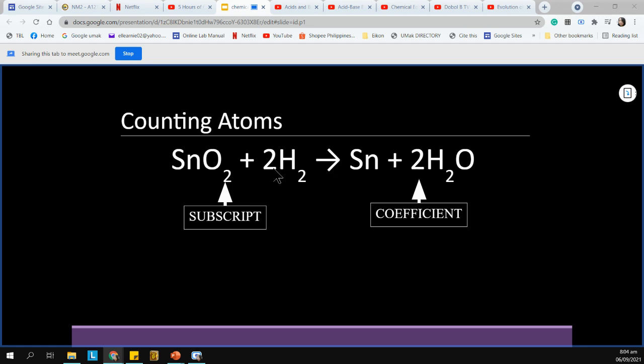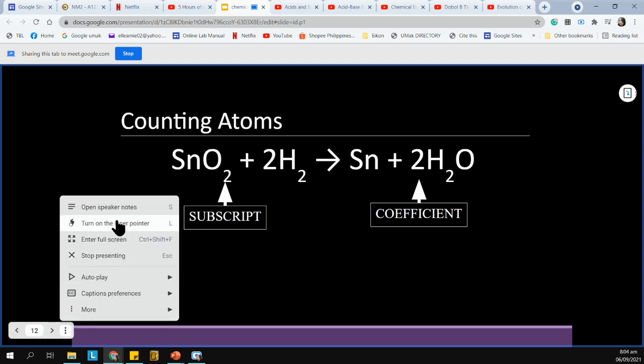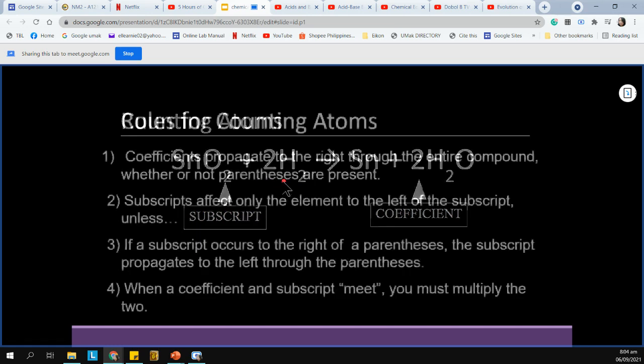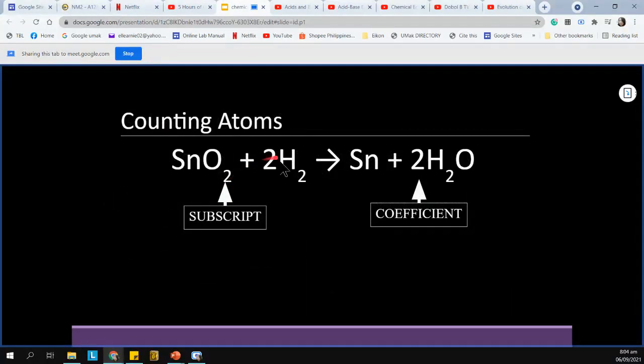So, ibig sabihin, lahat for this one, everything that is included, hindi pala nakikita, wait lang. Let me just include my laser pointer. So here, the number 2 is actually going to multiply whatever the components inside here. Di ba, dalawa yung hydrogen because of the subscript, times 2, you'll be having 4 hydrogen.